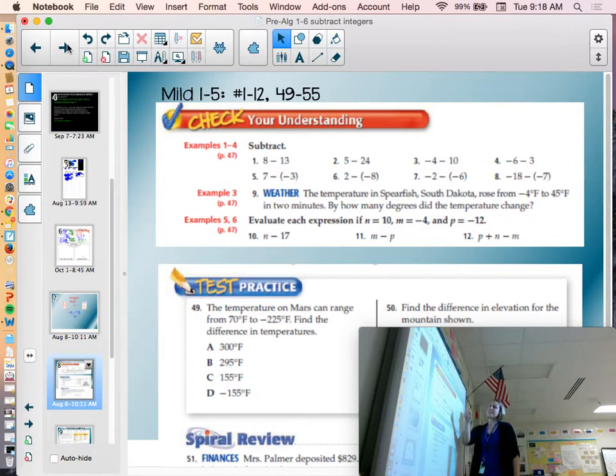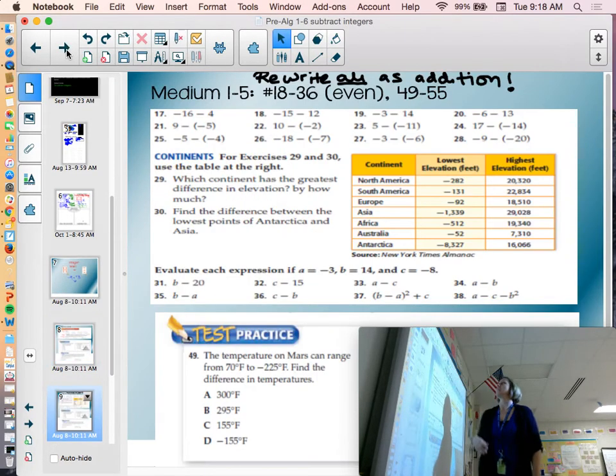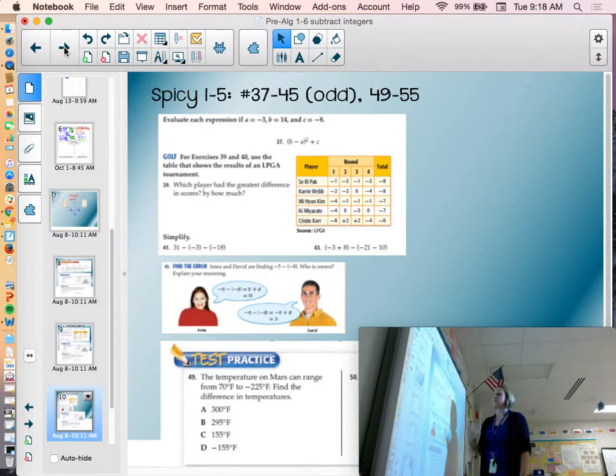Okay, for the mild, this is the mild assignment. Here is the medium. Remember to rewrite all as addition problems. And here is the spicy.